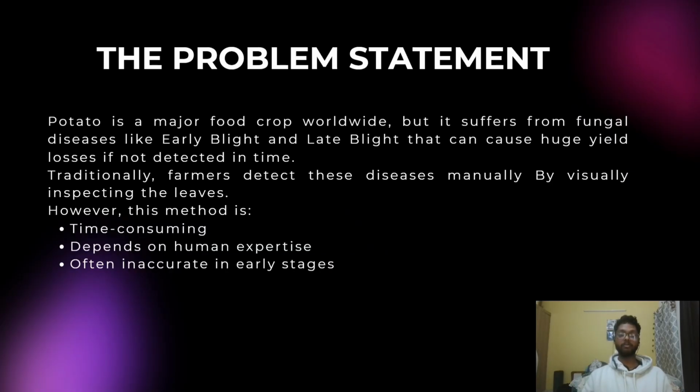I chose this problem because potato is a major food crop worldwide, but it suffers from fungal diseases like early blight and late blight that can cause huge yield losses if not detected in time. Traditionally, farmers detect these diseases manually by visually inspecting the leaves. However, this method is time consuming, depends on human expertise, and is often inaccurate in the early stages.